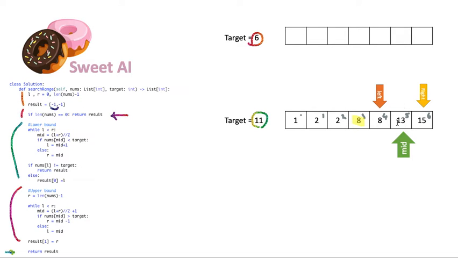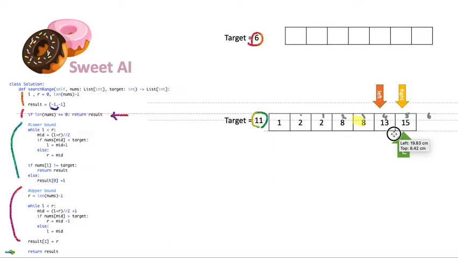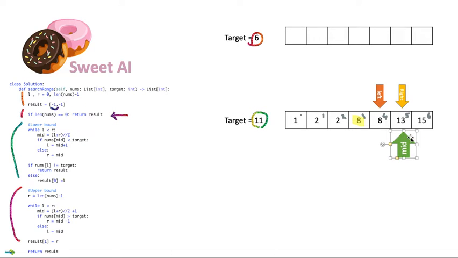And we check that 13 is bigger than 11, so we know that checking the items after mid there is no point. So we are going to move the right pointer to mid, and we get the mid again, which is going to be at index 4. We check 8 is smaller than 11, so we are going to move the left pointer to mid + 1, which is going to be here.